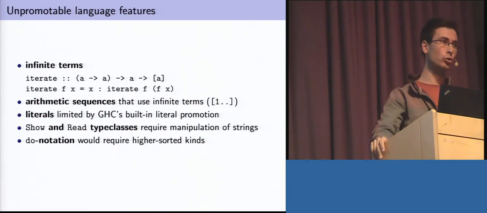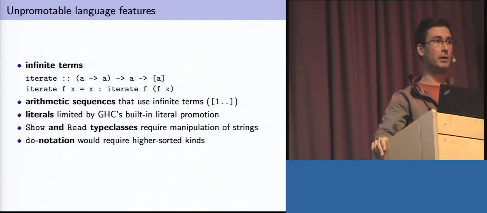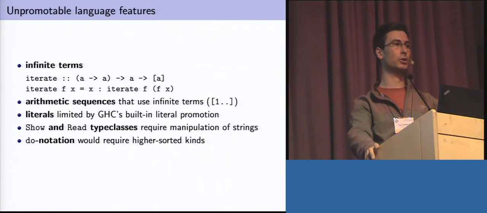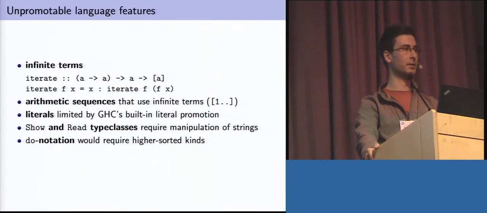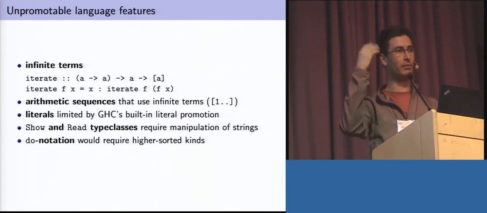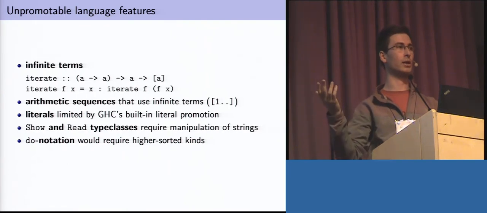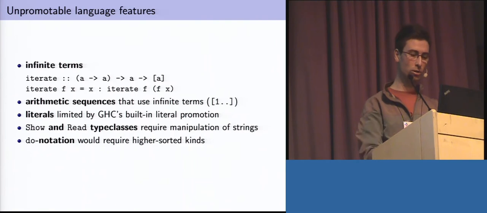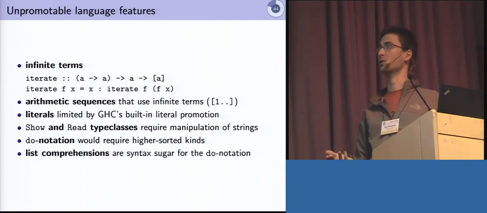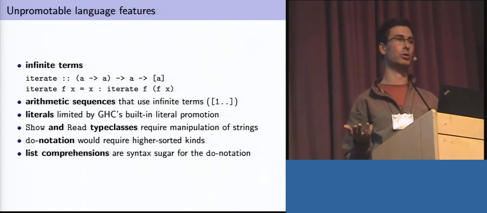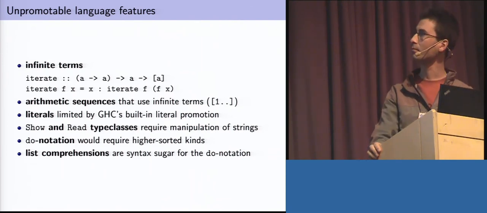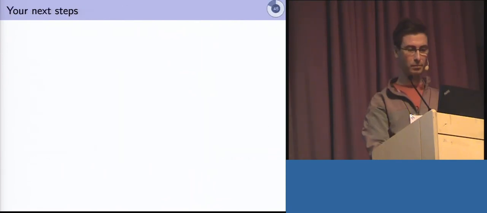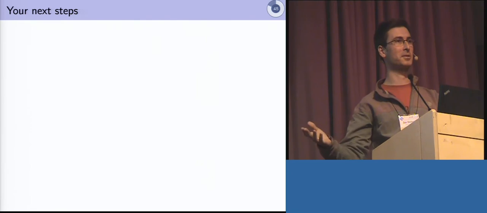So do notation is a syntactic sugar for returns and binds, and both these operators require higher kinded types, and if we wanted to promote this one level up, we would need higher sorted kinds. We don't have that in GHC, so we cannot promote do notation. Well, and obviously, list comprehensions that are a syntactic sugar for do notation also do not promote. Okay, so what are your next steps?